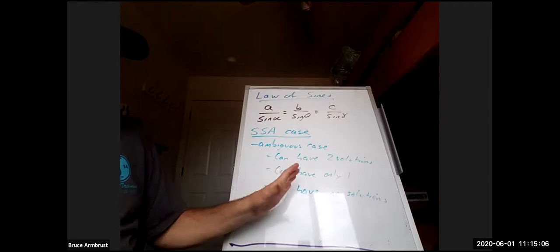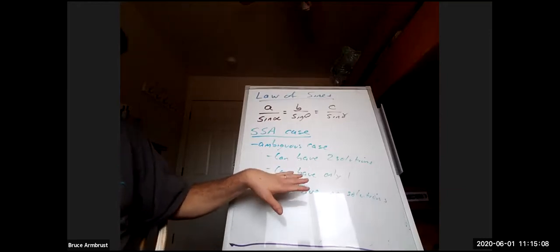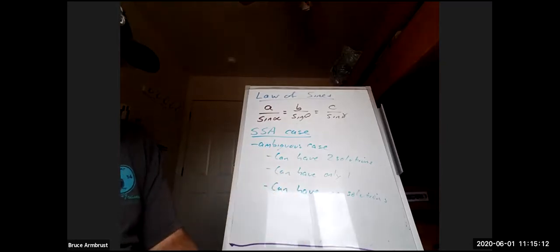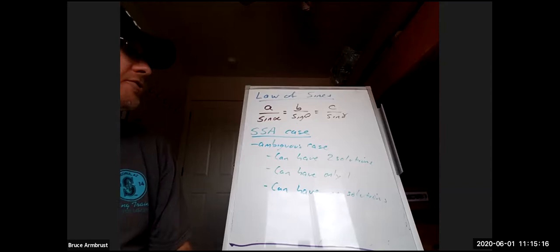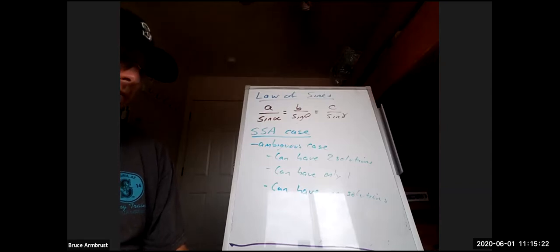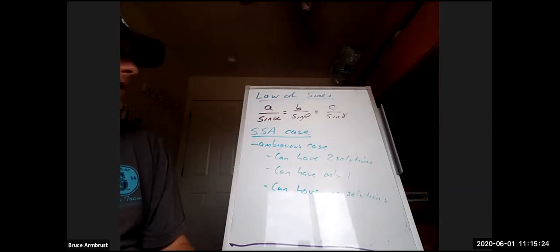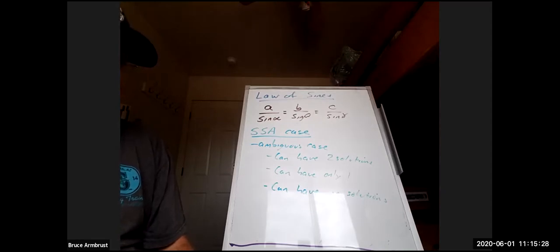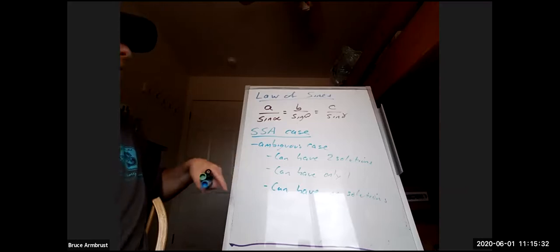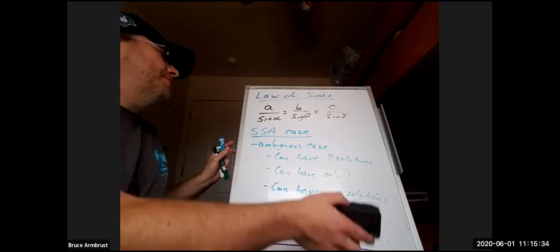All right, so I want to talk a little bit about why this is, why you could have two or one or possibly none. And it's very geometric. I mean, I can also show you using the algebra on the law of sines why we have to worry about that, and I will. But in this situation, we really don't know until we try to run the numbers. So let me show you first why this happens.